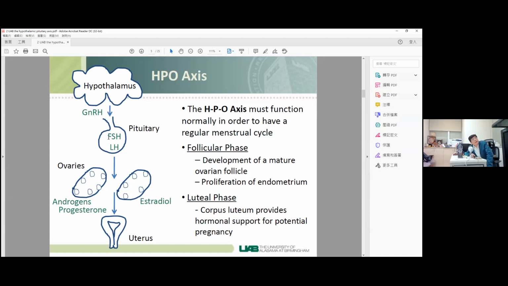In the beginning, if you have high FSH, the ovary will produce high estradiol at the beginning of our menstrual cycle. Then almost 2 weeks later, LH will be higher. Then the ovary will produce progesterone. Then these two hormones control our uterus, the endometrium. The endometrium, I will show you later, has a menstruation.